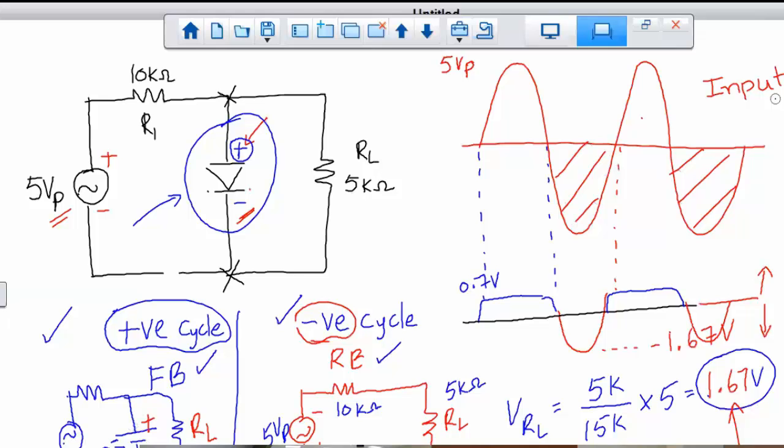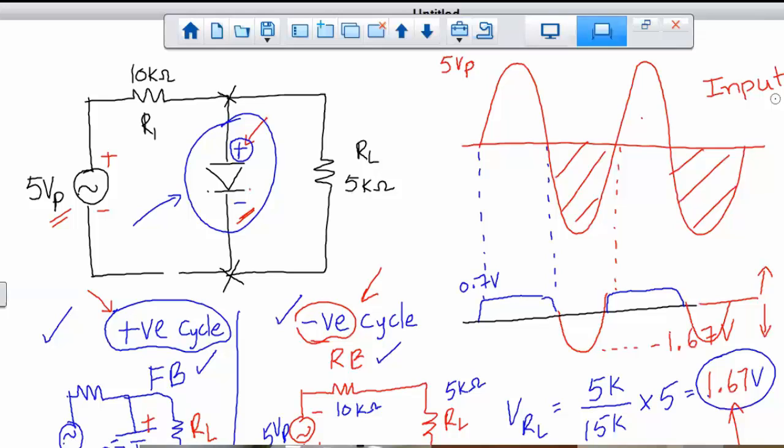If you had a different colored pen and drew it up on top, you could see the 0.7 at the top and 1.67 at the bottom. Oh, this is for the same circuit? Both are for the same circuit. Oh, okay. This whole thing is just for one circuit, but that is for the positive cycle and this is for the negative cycle. So this analysis is just for this circuit, because the diode behaves differently for the positive cycle or the negative cycle.